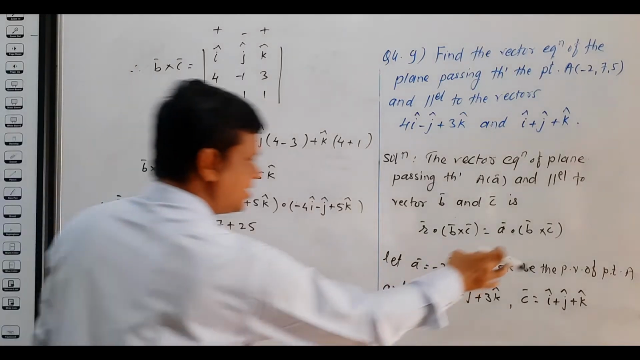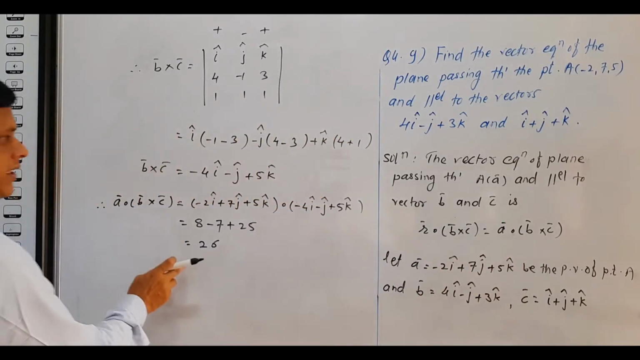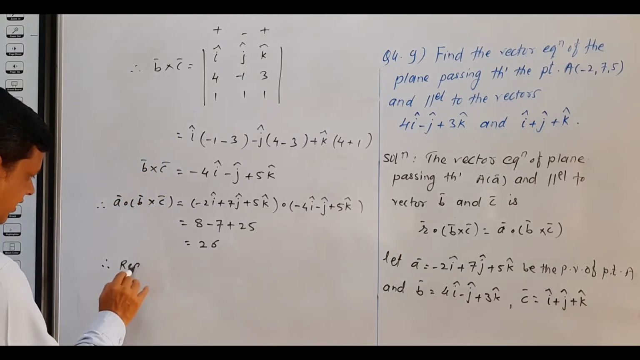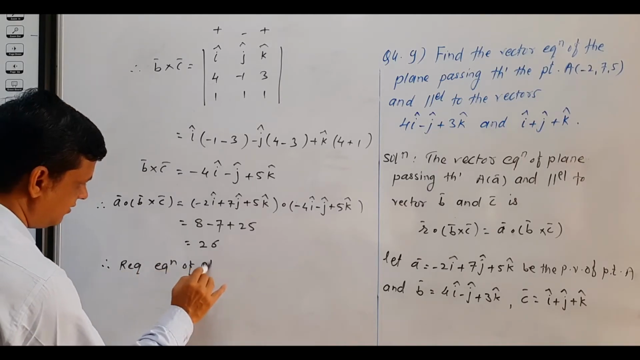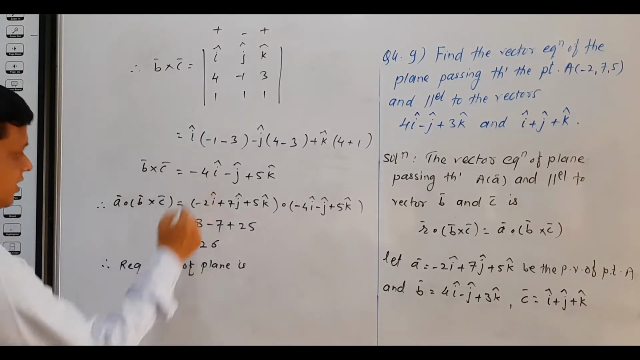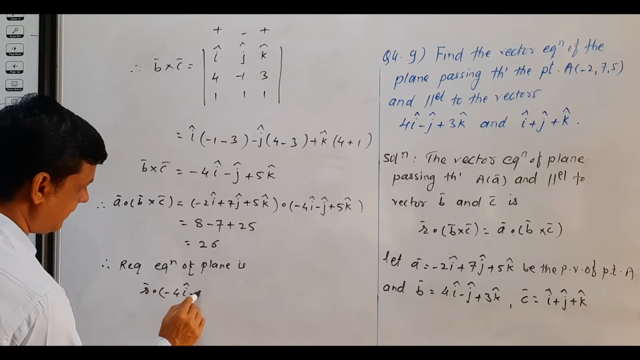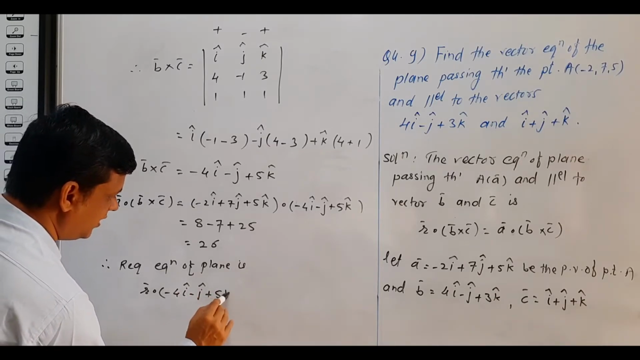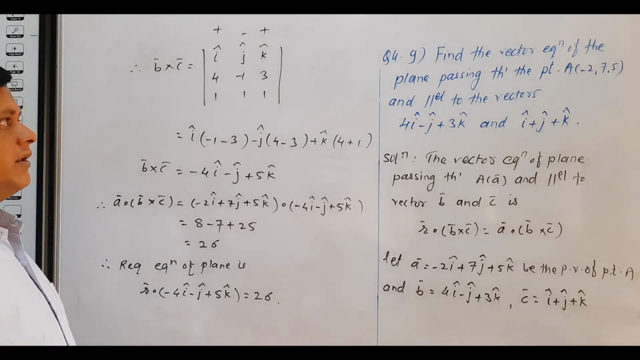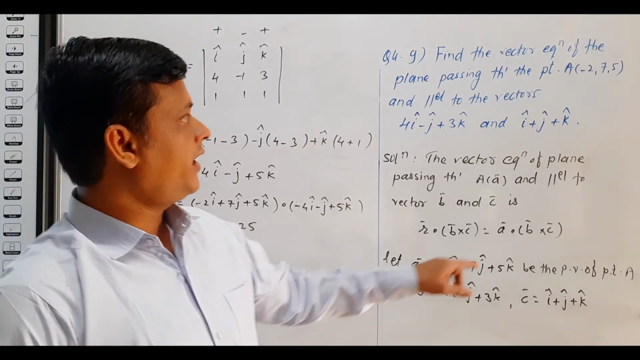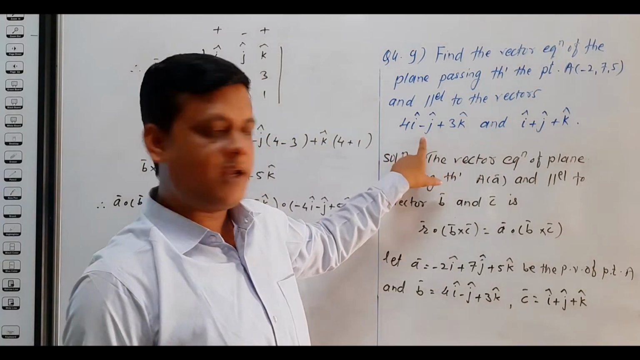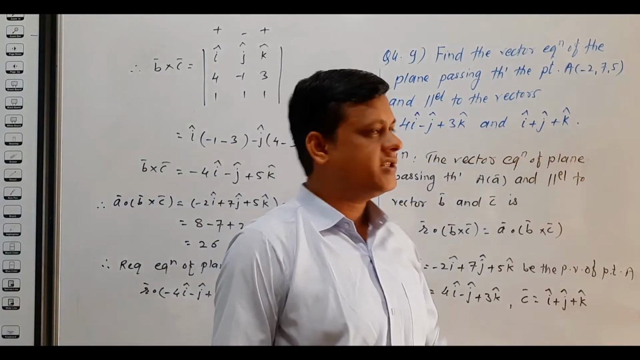So this is RHS. Now we have to substitute all these values for the required equation of plane. Therefore, the required equation of plane is R bar dot B bar cross C bar, that is minus 4i minus 5j plus 5k, is equal to 26. So in this way we find the vector equation of the plane passing through the point A of minus 2, 7, 5 and parallel to the vectors 4i minus j plus 3k and i plus j plus k.